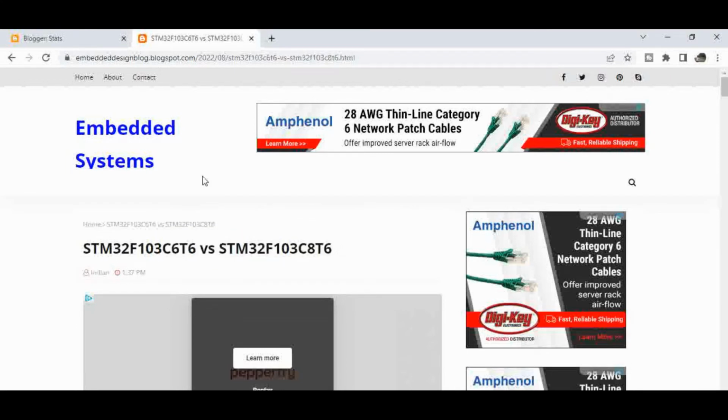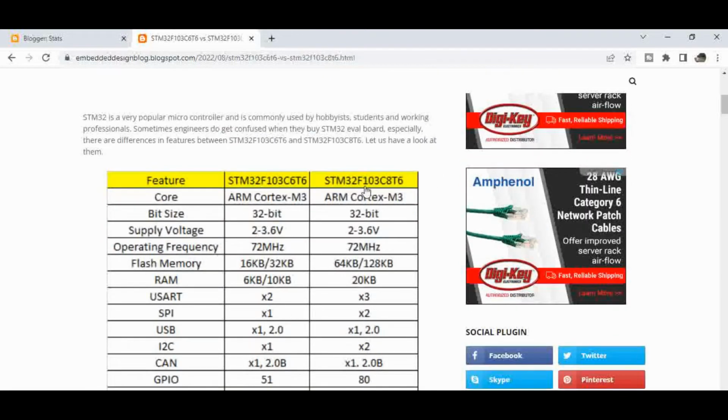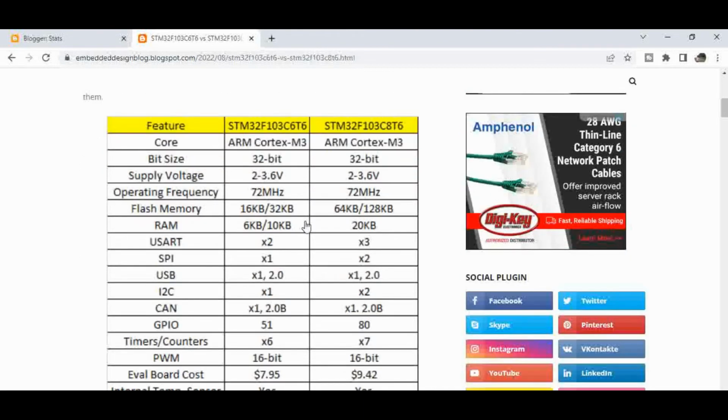This is our blog, embeddeddesign.blogspot.com. If you scroll down, you can see both are ARM Cortex M3 based, both have 32-bit size, and both have the same operating voltage and frequency. So from the core perspective and operational voltage perspective, they are the same. The major difference is the amount of memory available. C6T6 has 16 KB and 32 KB flash support, whereas C8T6 comes in 64 KB and 128 KB variants.